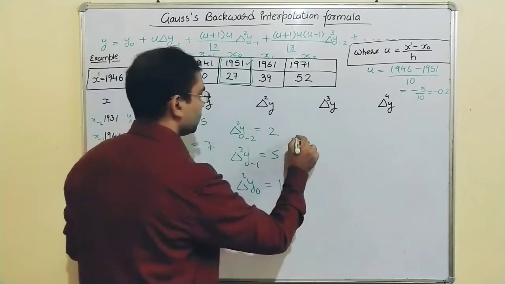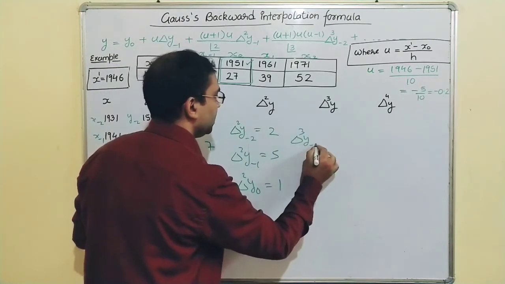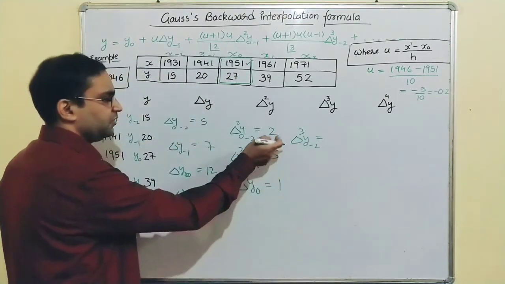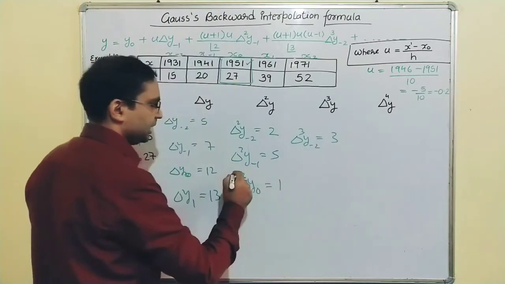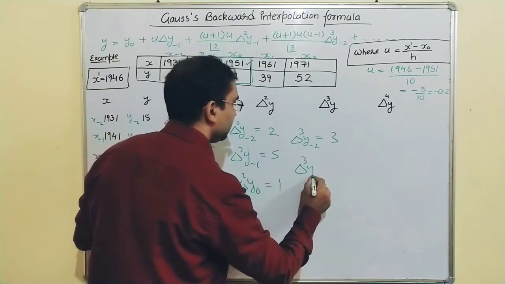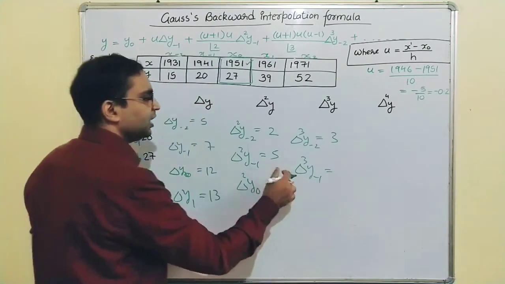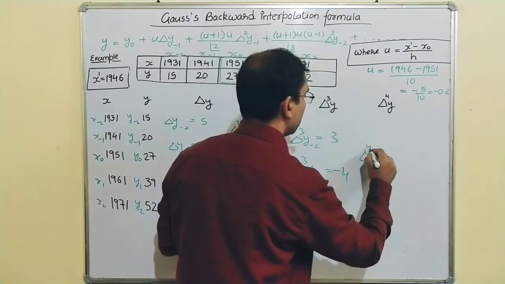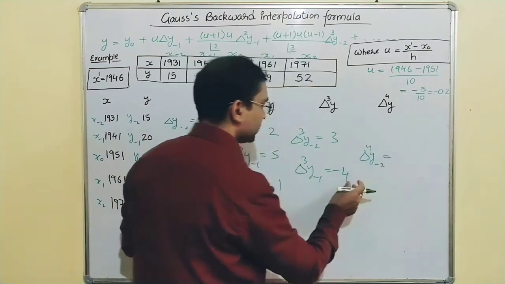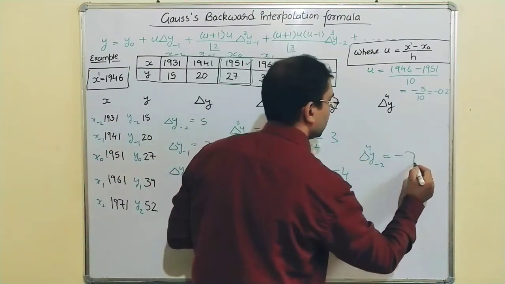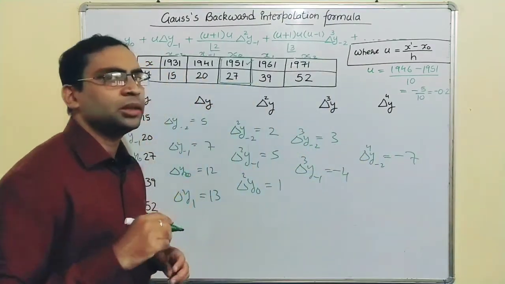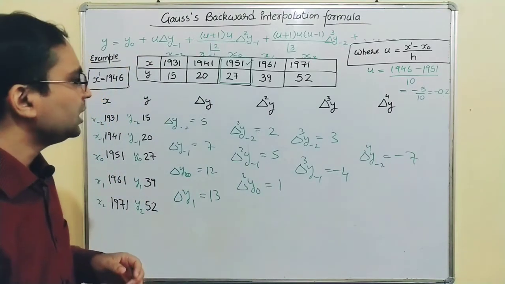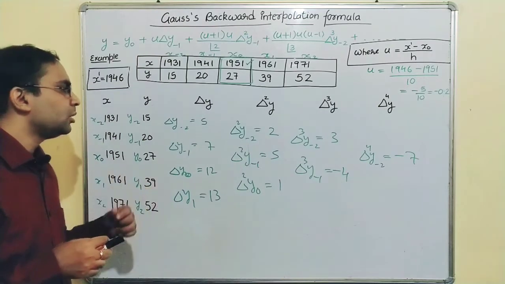The next column, this will be del 3 y minus 2. So what is del 3 y minus 2? This is 5 minus 2 coming to be 3. Next is del 3 y minus 1. This is 1 minus 5 coming minus 4. And in the last column, this is del 4 y minus 2, and this is coming minus 4 minus 3. This is minus 7. So this is how we can construct the table. Now let me highlight what values we will be needing from this table.